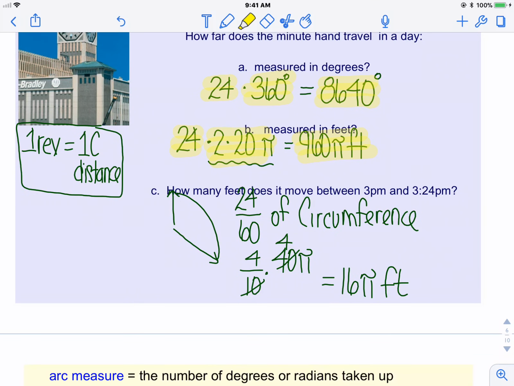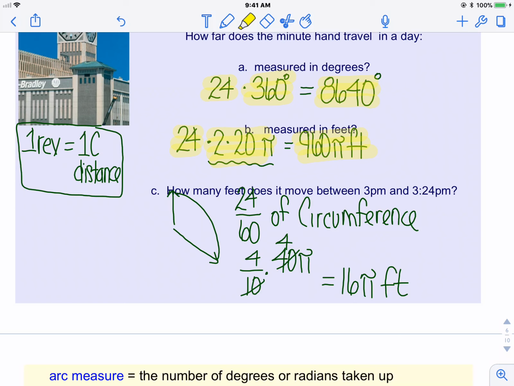We figured out that if you're looking at 24 minutes of clock time, you're looking at 24/60ths of the circumference as the fraction we'd be taking. Every 24 minutes out of 60 represents only part of the circumference that the clock's minute hand goes around in 1 hour. So you'd be looking at 24/60ths, or 4/10, of 40 pi, which is 16 pi feet in those 24 minutes.